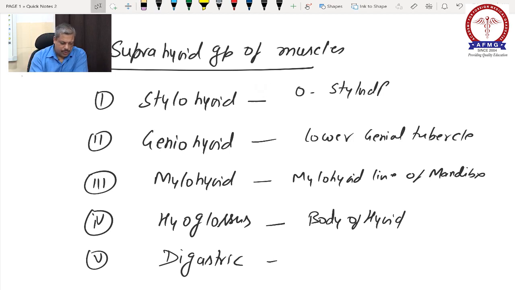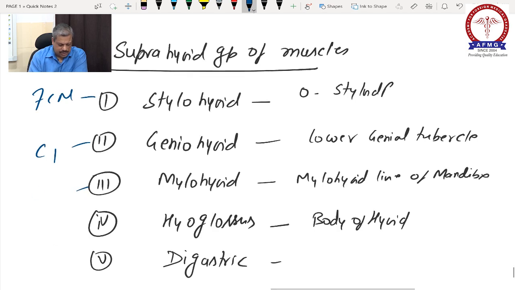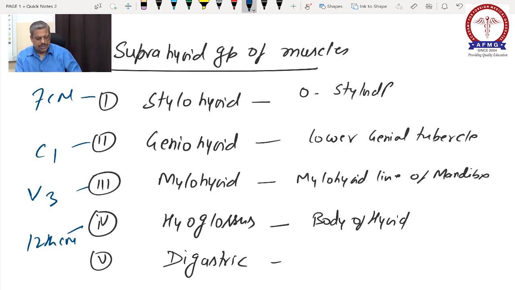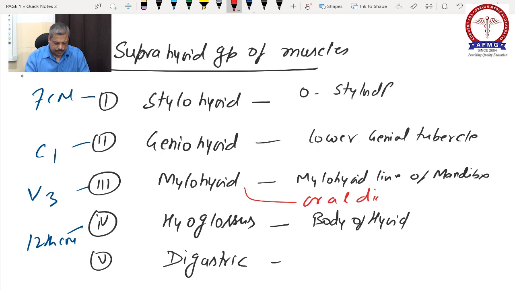So the important next point is, what are their nerve supplies? Stylohyoid muscle is supplied by the 7th cranial nerve. Geniohyoid is supplied by C1. Mylohyoid muscle is supplied by the mandibular nerve. Hyoglossus muscle is supplied by the 12th cranial nerve. Clear? So this is the nerve supply. Mylohyoid muscle is a very important muscle because it forms the oral diaphragm.